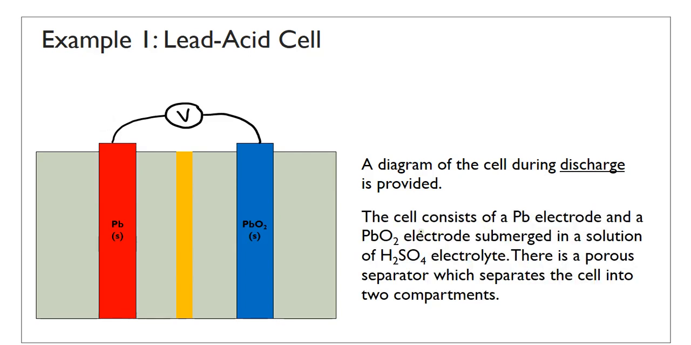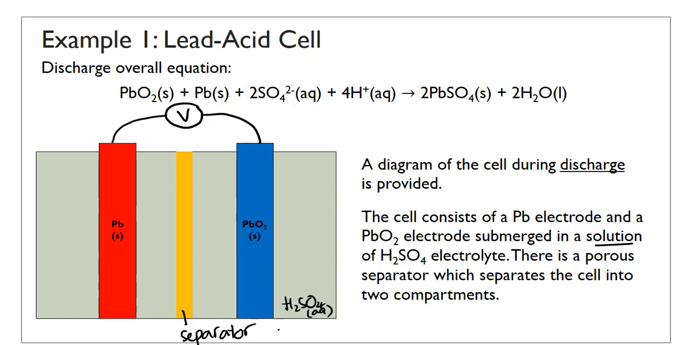Another thing that I will probably tell you is some information about the electrodes. So the cell consists of a lead electrode and a lead dioxide electrode submerged in a solution of H2SO4 electrolyte. So you get an extra piece of information here. You know that the electrolyte is sulfuric acid, H2SO4. That's why it's called a lead acid cell. It's a solution, so it's aqueous. There is a porous separator which separates the cell into two compartments. So this is your separator.